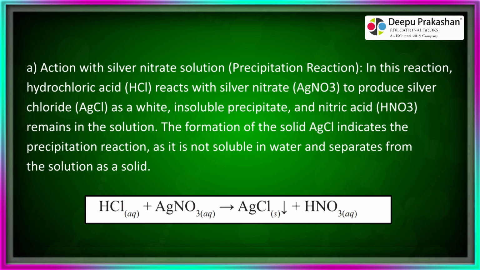In this reaction, hydrochloric acid, HCl, reacts with silver nitrate, AgNO3, to produce silver chloride, AgCl, as a white, insoluble precipitate, and nitric acid, HNO3, remains in the solution. The formation of the solid AgCl indicates the precipitation reaction, as it is not soluble in water and separates from the solution as a solid.